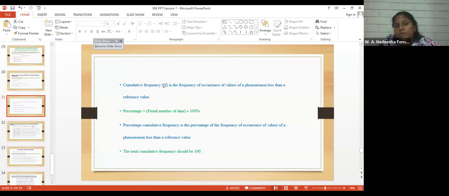CF stands for cumulative frequency. That is the frequency of occurrence of values less than a reference value. The percentage can be calculated as frequency divided by the total number of data times 100. And percentage cumulative is also the percentage of frequency occurrence less than the reference value. So the total cumulative frequency should be 100.